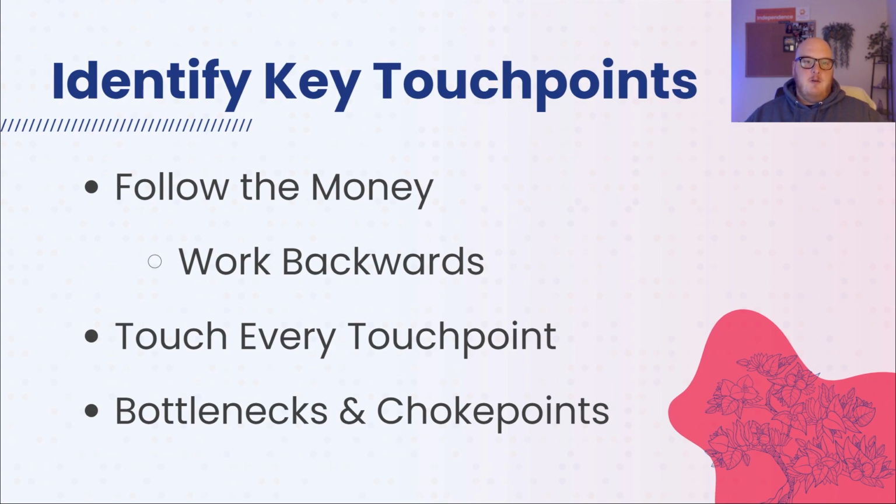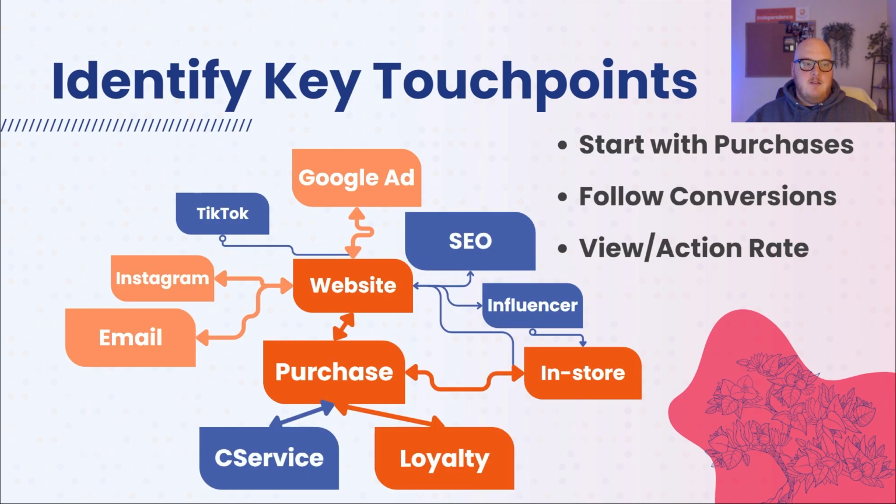So the next aspect we're going to talk about is to identify the key touch points. The key touch points really are broken down to 3 steps that we suggest, and you can definitely look at it in different aspects as well. But one thing we always look at is following the money. Touch every touch point, then identify your bottlenecks and choke points. Just like an FBI agent hunting down a mobster, you want to start with following the money. Start where your conversions are, where that conversion point is made, and then work your way backwards.